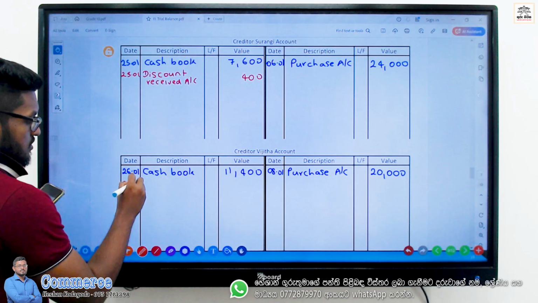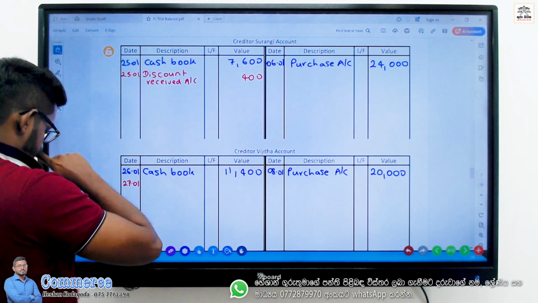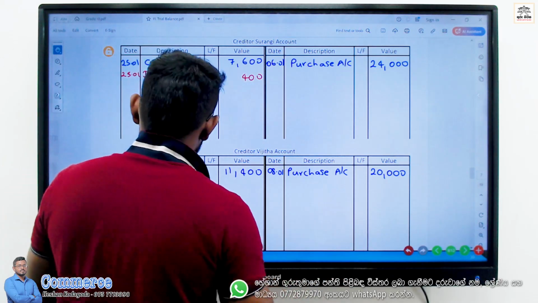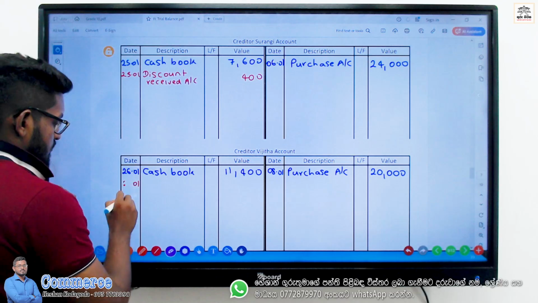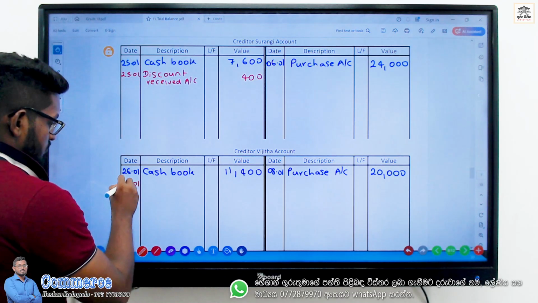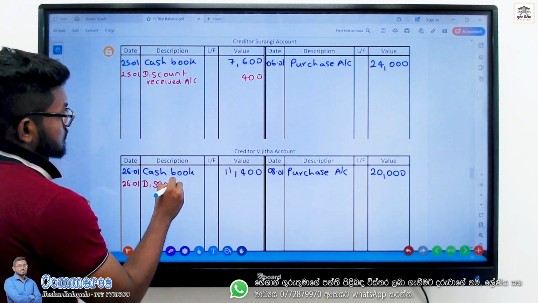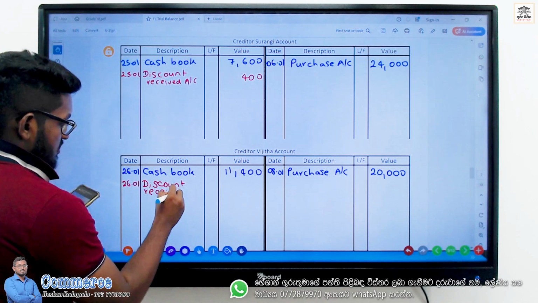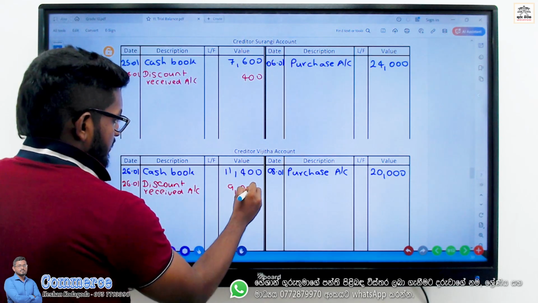27th of January, 26th, right? So 26th. Discount received account, it's rupees 9,000.